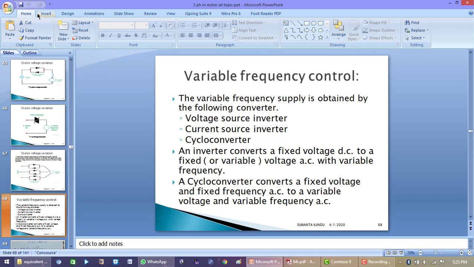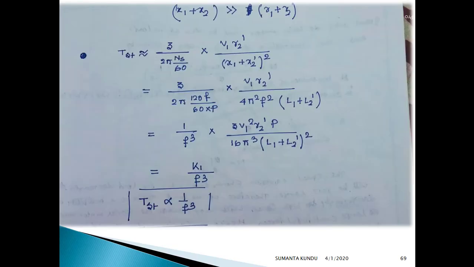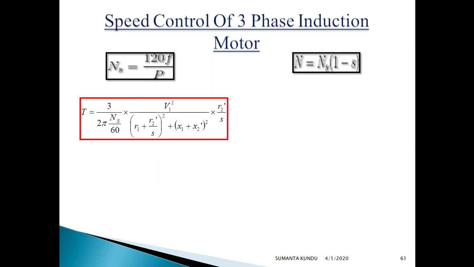And in this regard, in the last class we also told you that by changing the frequency we can change the synchronous speed, because we know synchronous speed is directly proportional to the frequency. So if we increase the frequency, consequently the synchronous speed also increases.